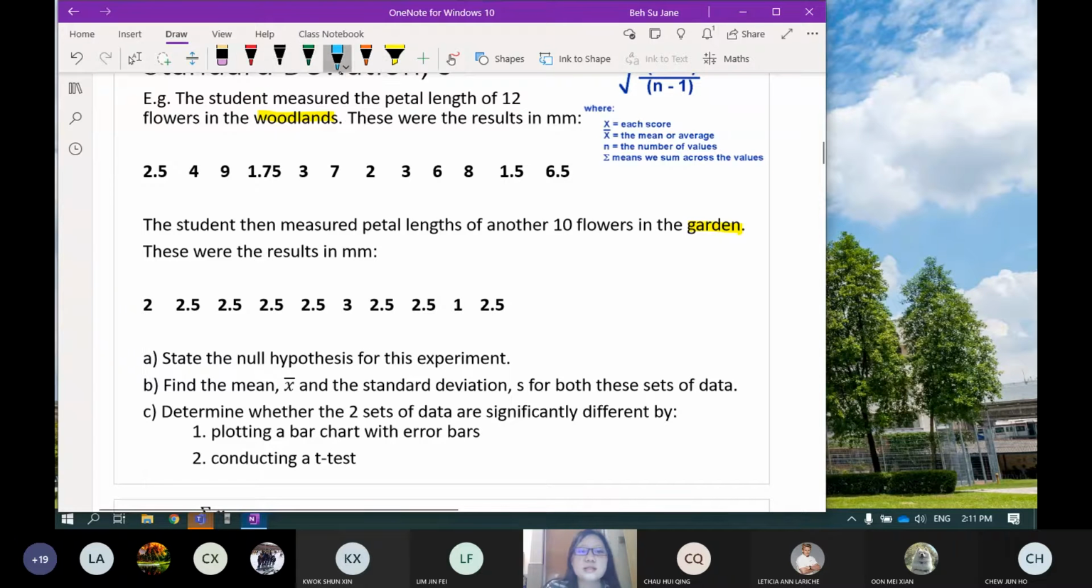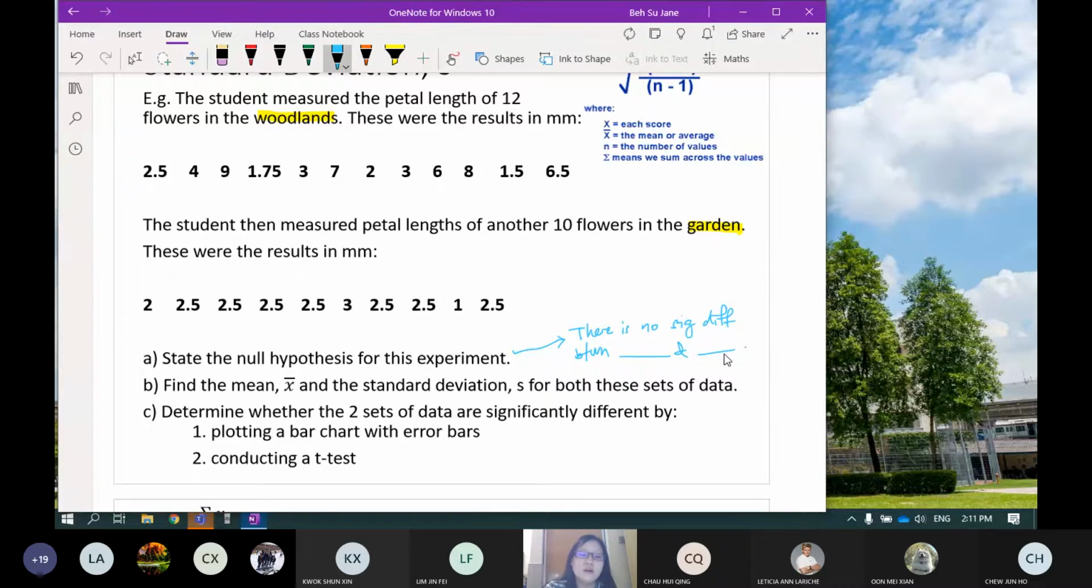Now, the null hypothesis is quite standard. We're looking at two sets of data here, and we're comparing them to each other. So, standard formula: there is no significant difference between petal length of flowers in the woodlands and petal lengths of flowers in the garden. You fill in the blanks, but same idea as before.